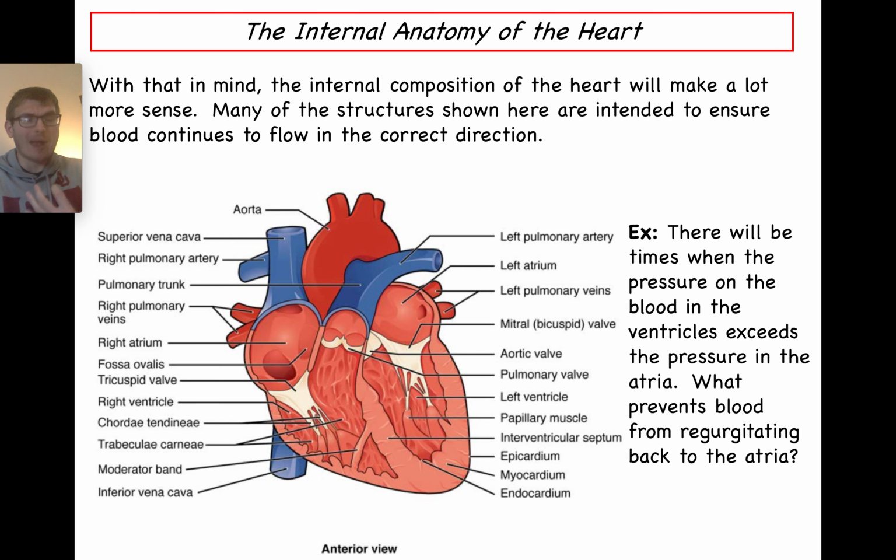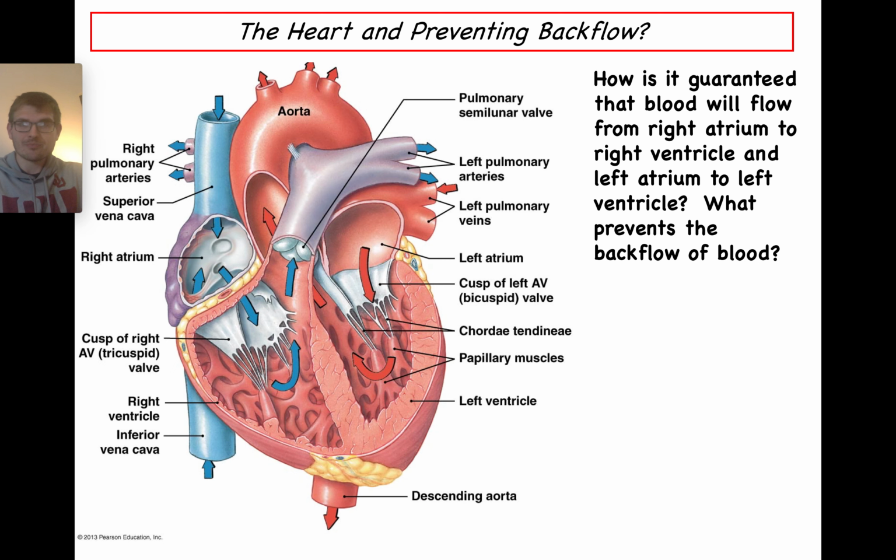So essentially what we're asking here is, what structures within the heart prevent this backflow or regurgitation from happening? We want to make sure that even when the pressure in the ventricles is higher than the pressure in the atria, we don't want blood to go that way.